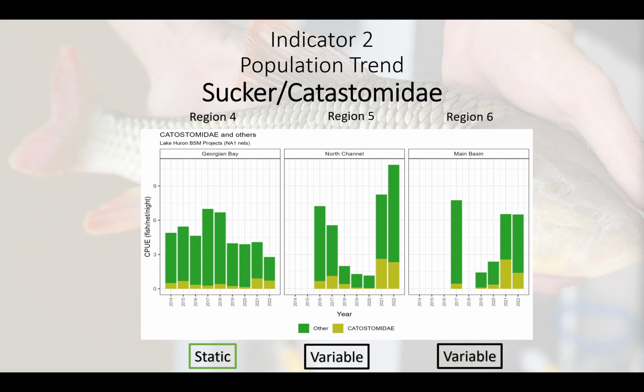Looking over at Georgian Bay, the North Channel, and the main basin, I want to point out that the green are all the other fish species that were captured outside of catostomids. So what we're really going to be looking at is the bottom of each of these charts with the yellow, and those are the catostomids and the suckers. And so you can see that it's been pretty stable in Georgian Bay, potentially some slight increases in recent years in the North Channel, and the same thing over in the main basin. Relatively stable, again, potentially some increases in recent years in the catostomids in those 2 locations.